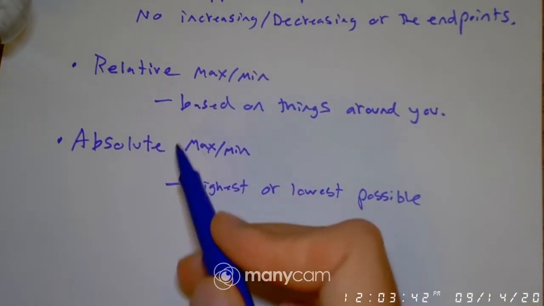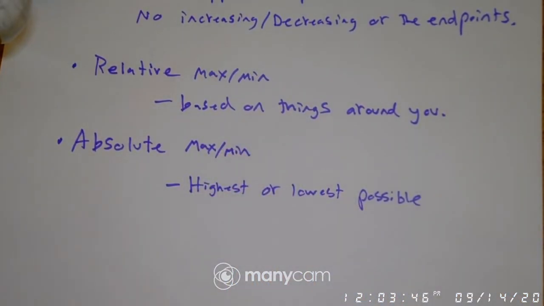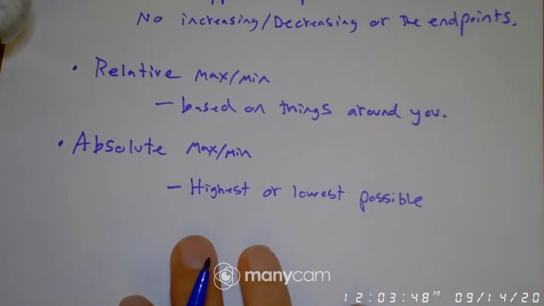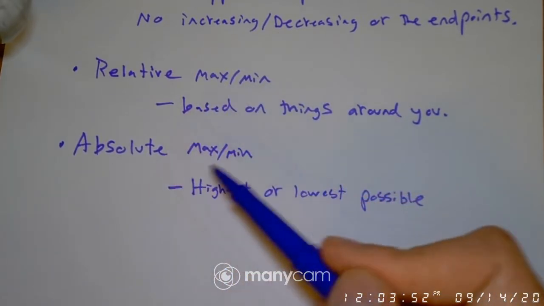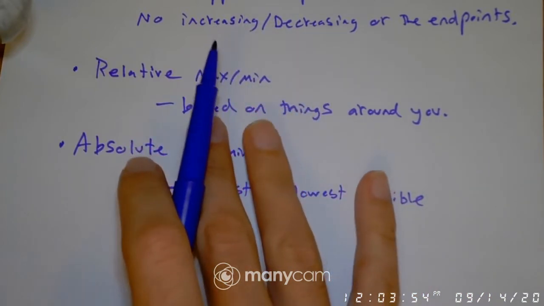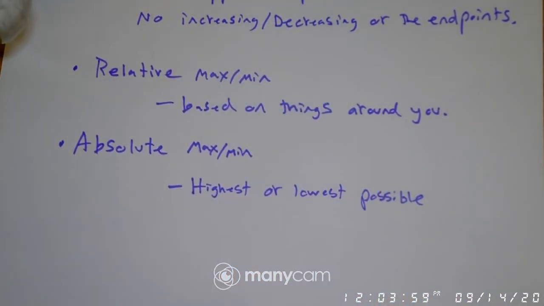Absolute max, relative max, min, okay? So all you're going to have to do is be able to look at a graph and be able to assert those. You're not going to be doing this algebraically. This is calculus, so you're going to learn how to do this in calculus. So just be able to look at a graph and say, hey, is it a relative max?